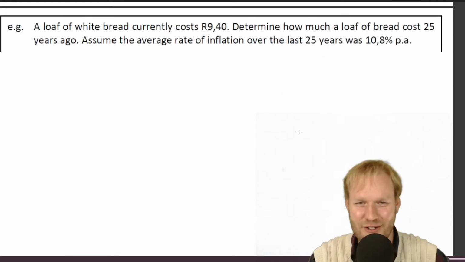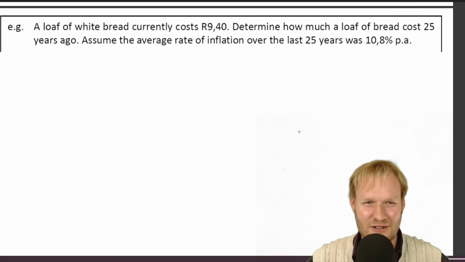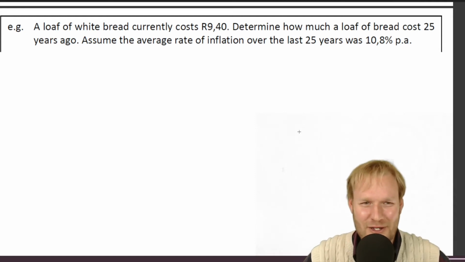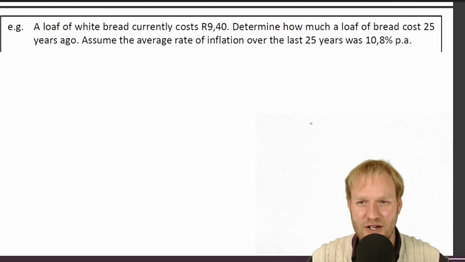Okay, next question, and we're flying at it here. A loaf of white bread, we have to specify the type, since different breads cost different amounts and have different rates, costs 9 Rand 40. Now, I have not bought a loaf of white bread in a while. Is that how much a loaf of white bread costs, 9 Rand 40? Determine how much a loaf of bread cost 25 years ago if the rate of inflation over the last 25 years was 10.8% per annum. I do want to ask you: do you have some idea of how you might do this? What is your idea of trying to solve this?